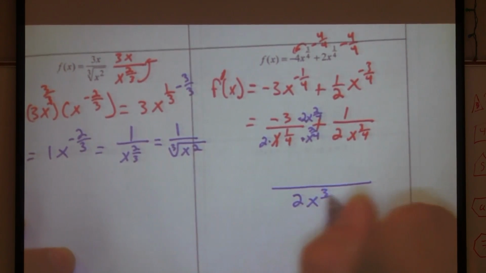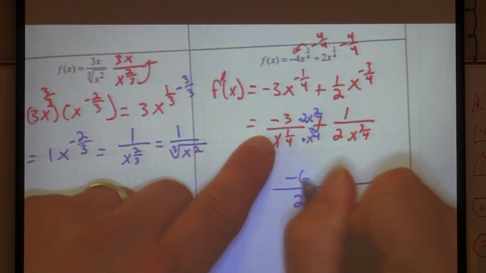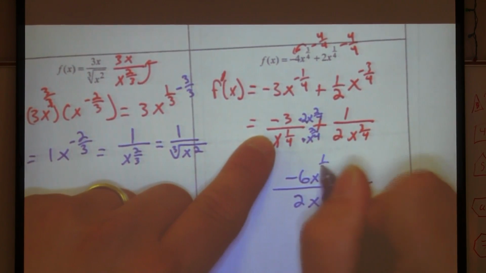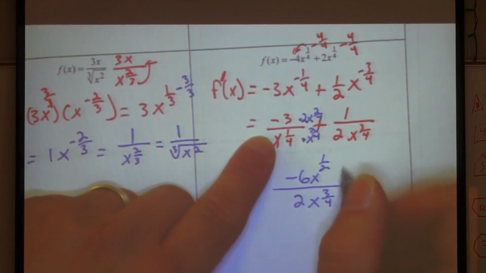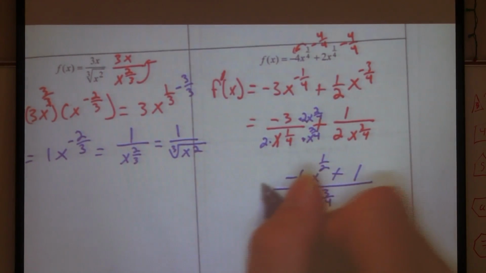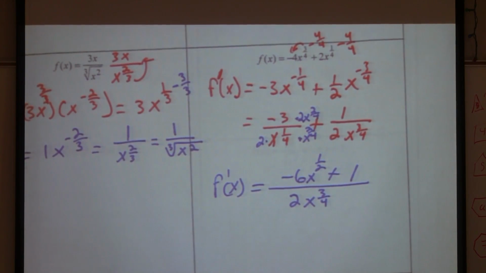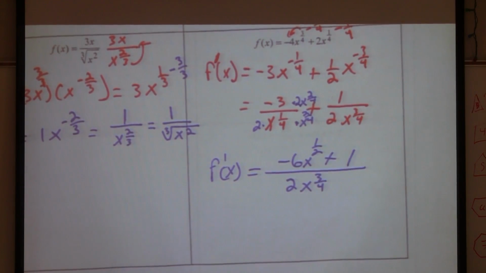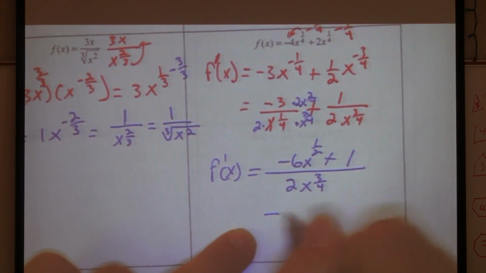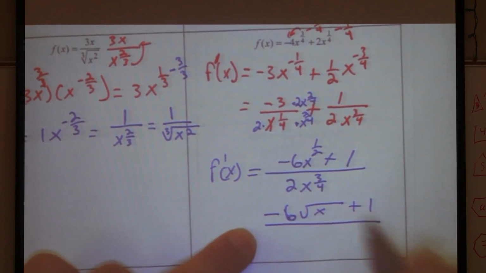2x to the 3/4. And on the top, we're gonna get negative 3 times 2, that's negative 6x to the, let's put it as half, plus what? Are we done? No, we're not done. Why are we not done? Because we have rational exponents, so let's fix them. So what is half? The same thing as what root? Negative 6 square root of x plus what? 6.